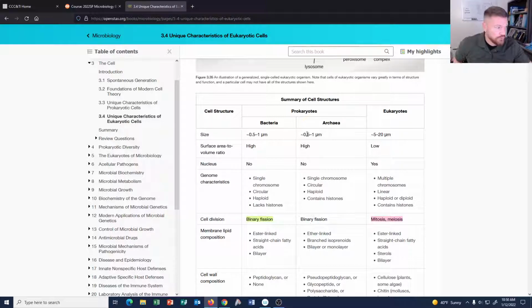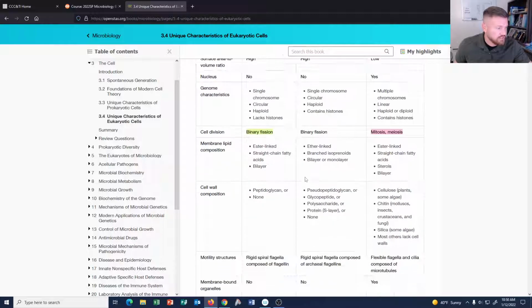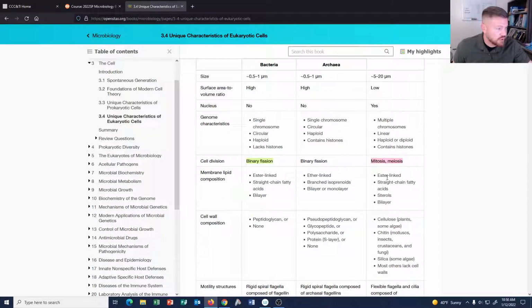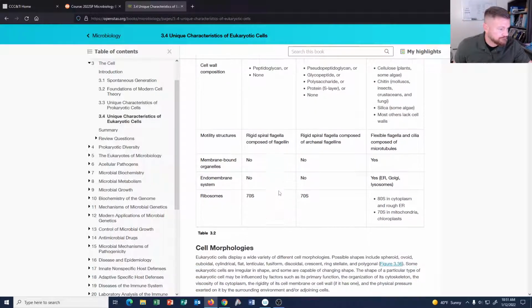So the prokaryotes, when they divide, they go through a process called binary fission. I would encourage you to look at this summary of cells and look at the differences and similarities between them. Maybe focus mostly on prokaryotes versus eukaryotes. We can talk about the bacteria and the archaea a little later too. But I might ask you a question, for instance, like compare prokaryotes to eukaryotes. How are they similar? How are they different? Right? And this is a good chart to look at that.